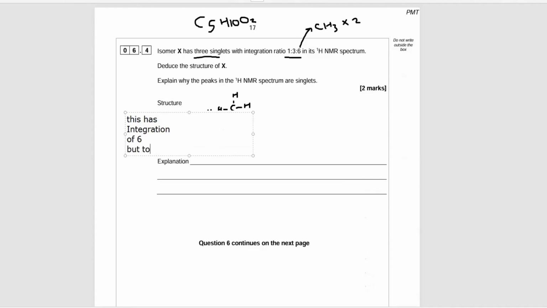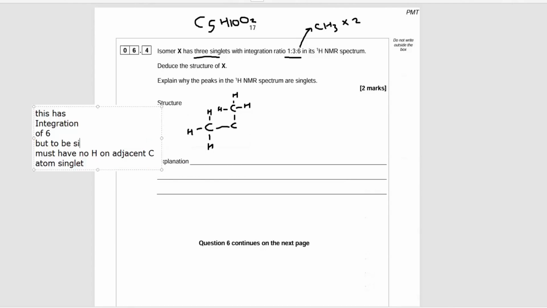The integration value of 6 makes me think it's CH3 times 2. But then I know it mustn't have any hydrogens on the adjacent carbon, because they're telling me that all the peaks produce a singlet. So here, this would have an integration ratio of 6, the CH3 and the CH3, but that carbon cannot have a hydrogen on it. So I'm going to stick an oxygen coming off of it and a carbon coming off of it, as long as I don't have another hydrogen coming off. That would produce a singlet, because a singlet tells you there's no hydrogen on the adjacent carbon.